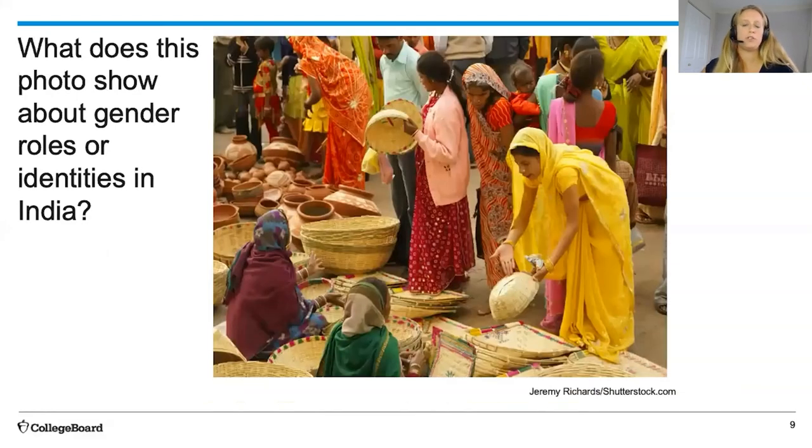What does this photo show about gender roles or identities in India? From my time visiting India, I know that these bowls are traditionally used to carry goods from the market or spices. And it looks like it's mainly women buying these bowls and selling the bowls. So that must mean that's probably a woman's job in this place. You also see women wearing traditional clothes and taking care of the babies, which is another common thing you see. So it seems like those might be considered more women's roles, at least in this place in India.